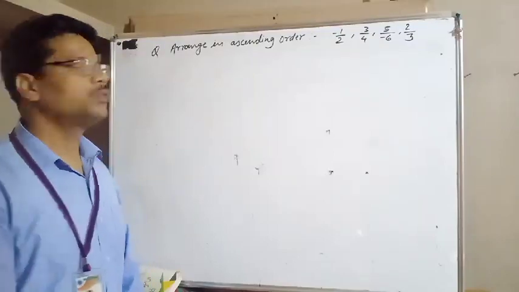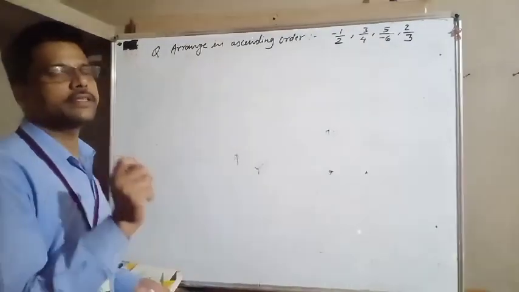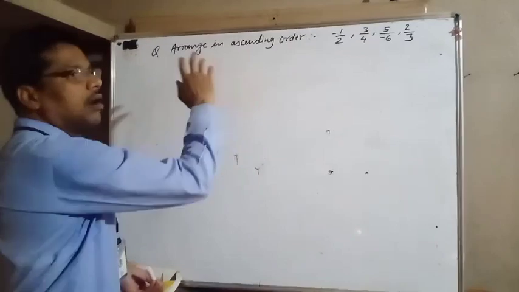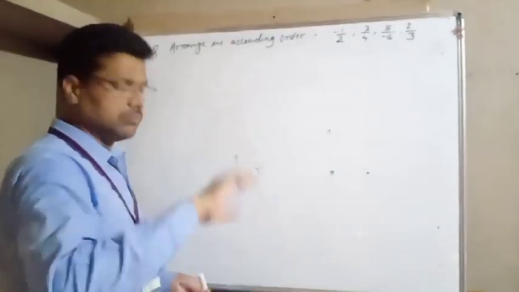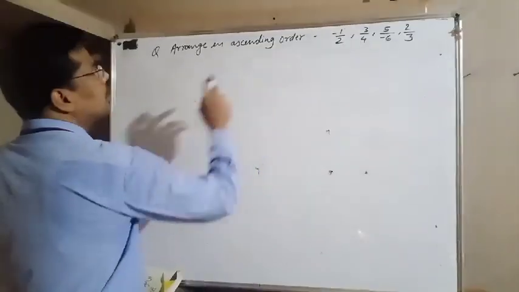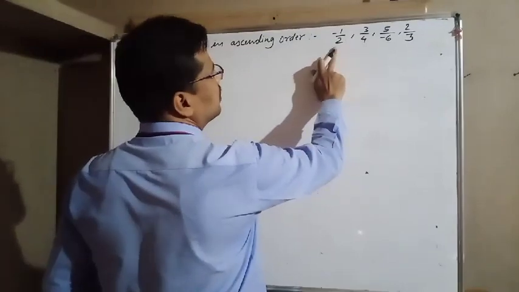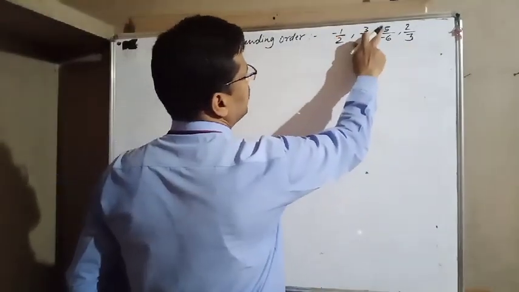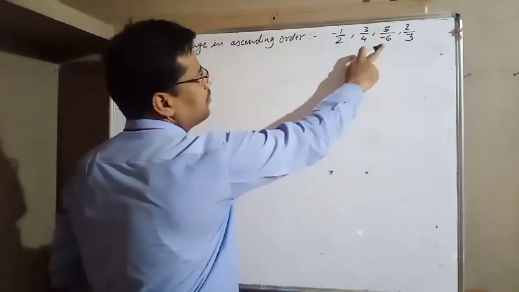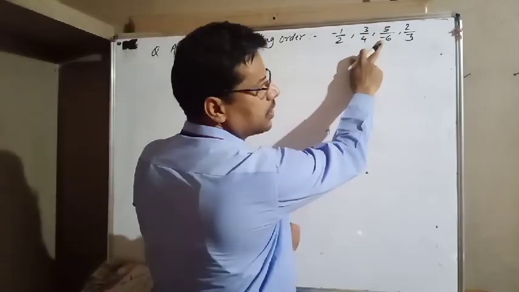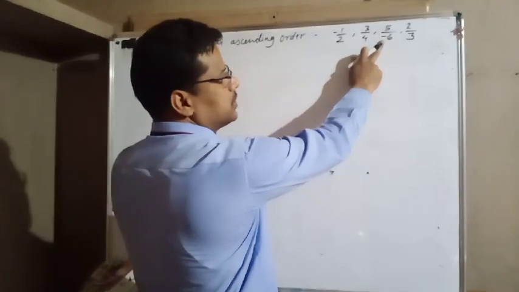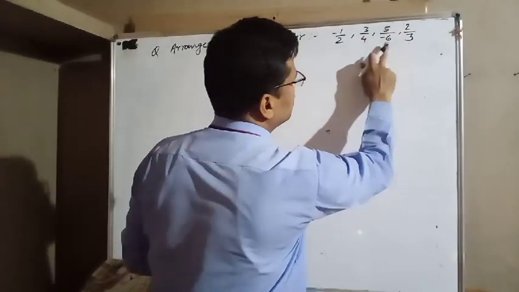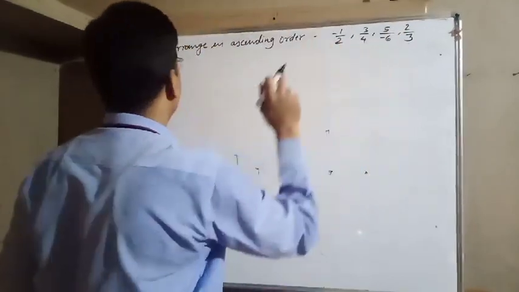Good morning, students. Today we will learn how to arrange rational numbers in ascending order or descending order. Let's see. We have here four numbers: minus 1 upon 2, 3 upon 4, 5 upon minus 6. Keep in mind, if any rational number has a negative sign, first we will make it positive. Then 2 upon 3. That's why we will make it positive. How can we make it positive?